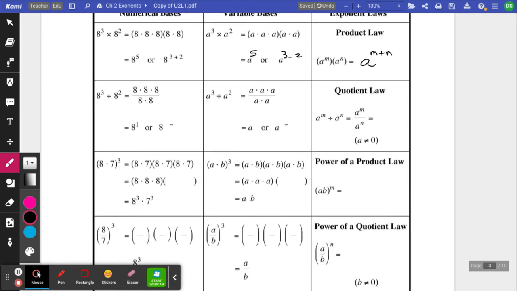All right, what happens when you divide? If the bases are the same, you keep the base and you subtract the exponents. Let me show you why. I said this is like divide and conquer, like Risk.